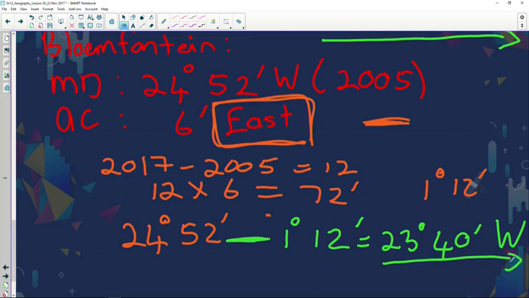Okay, the chances that you're going to get a map where the annual change moves in the easterly direction is quite rare, but please pay careful attention that this question might be asked.